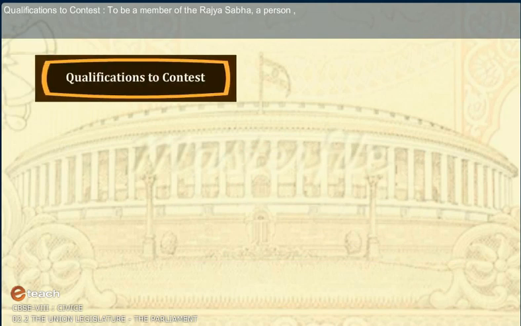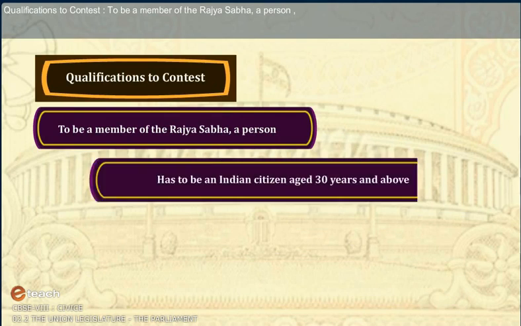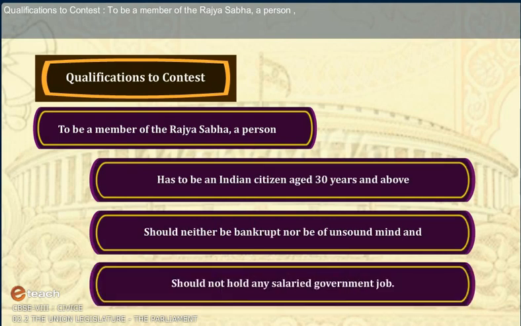Qualification to contest. To be a member of the Rajya Sabha, a person has to be an Indian citizen aged 30 years and above, should neither be bankrupt nor be of unsound mind, and should not hold any salaried government job.